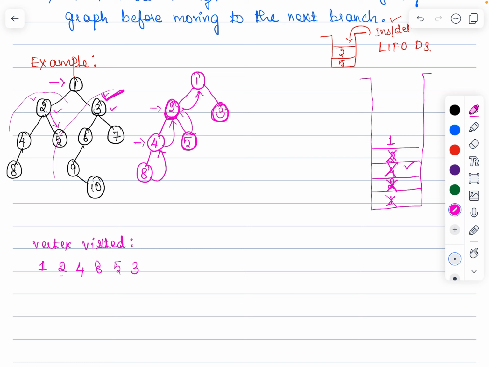If I explore this 3, see here, we are exploring the left branch first and then only we are moving on to the right branch. So if I explore 3, I would go to 6 first.